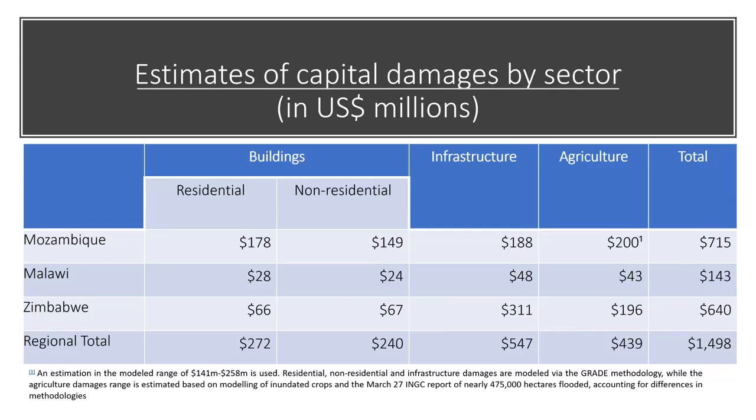So in the end, what do we deliver? We deliver the estimates of the capital damages by sector. And it differs depending on the grade and depending on the quality of information and the trust that we have in the model.